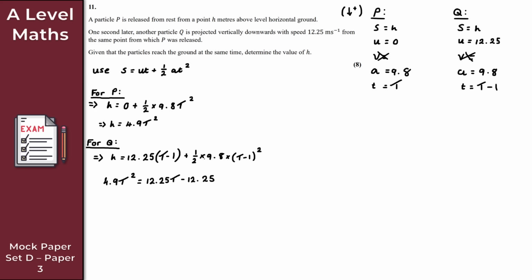I've then got, so that's going to be 4.9. So I've got 4.9 times this product here. So that's t minus 1 times by itself again, right? I'm going to get t squared. I'm going to get minus 2t. And then plus 1 there, like so.